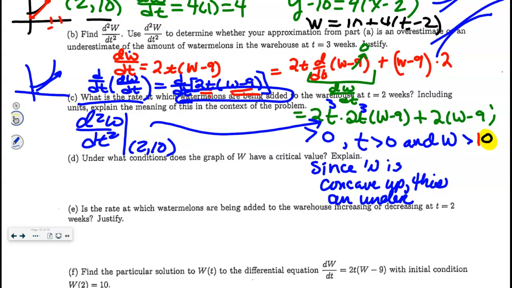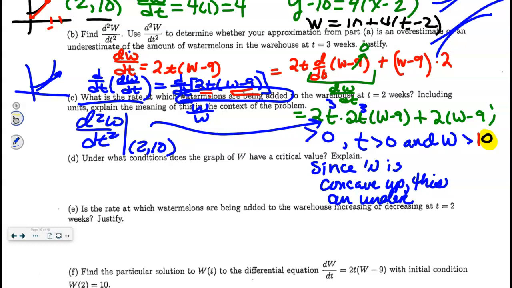But then it says, explain what it means in the context of this problem. Well, our original was rate in watermelons per week, and we took its derivative, right? So it'd be the rate that the rate of watermelons is changing. Its label would be watermelons per what? Week per week. Yeah, it's kind of goofy.